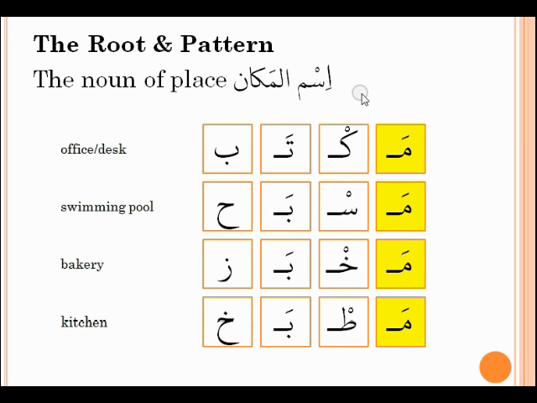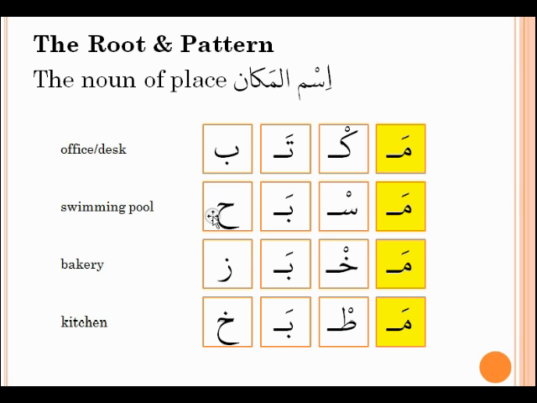Let's look at the noun of the place, ism al-makan. This is created by adding a mim fatha at the beginning, preceding the root. So for the root kataba, it becomes maktab. Notice the short vowels, it's fatha, sukun, and fatha again. Maktab, the office or desk, the place where you write.